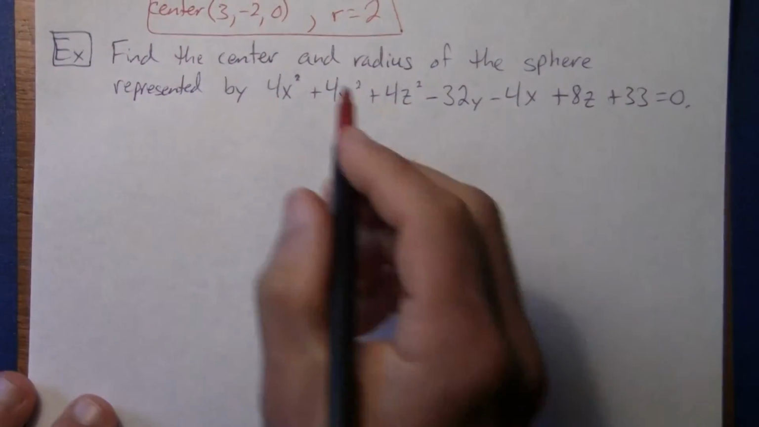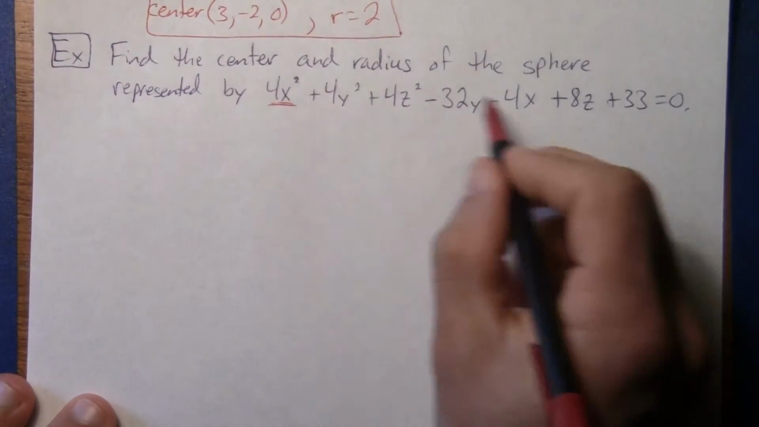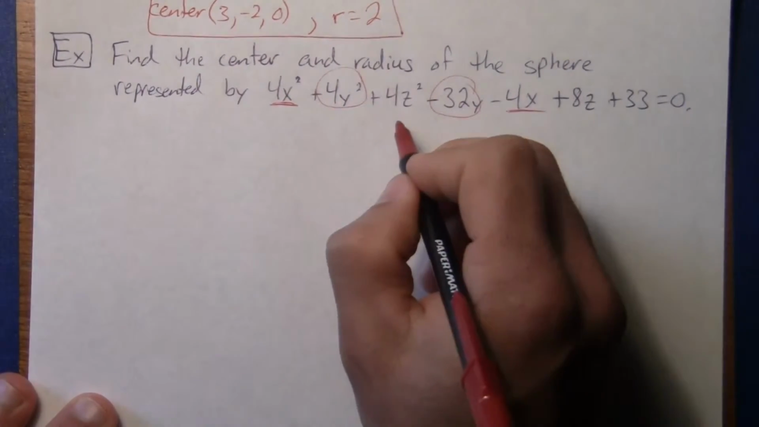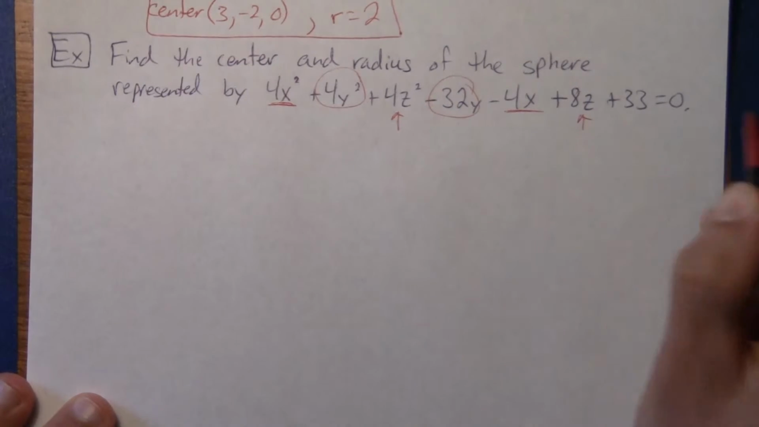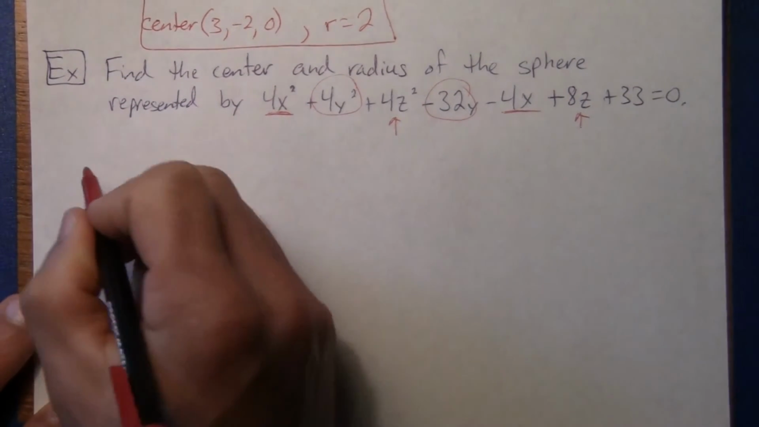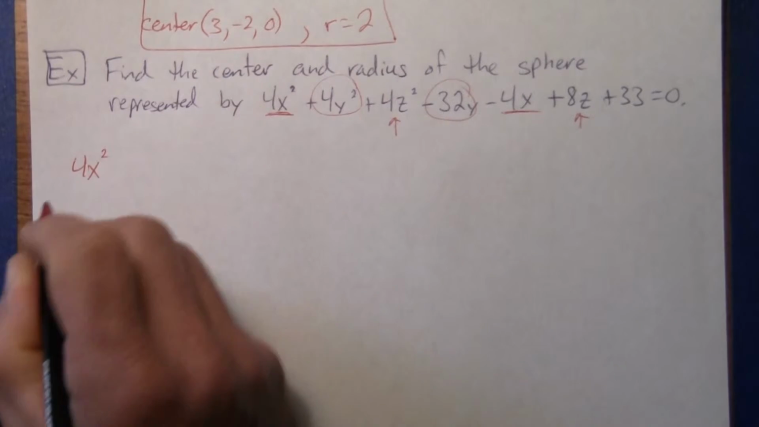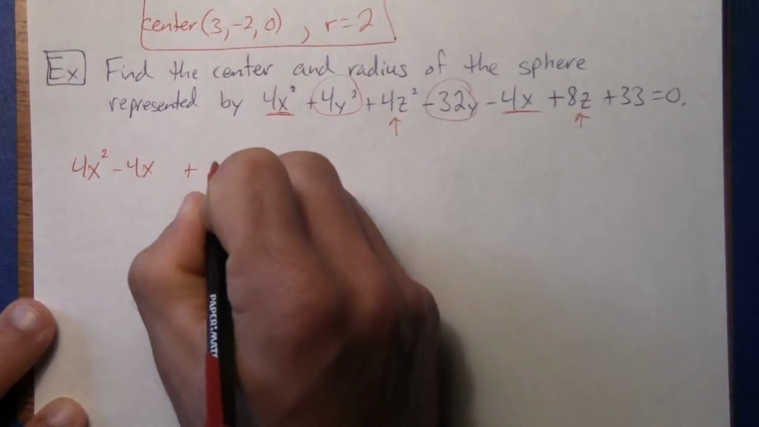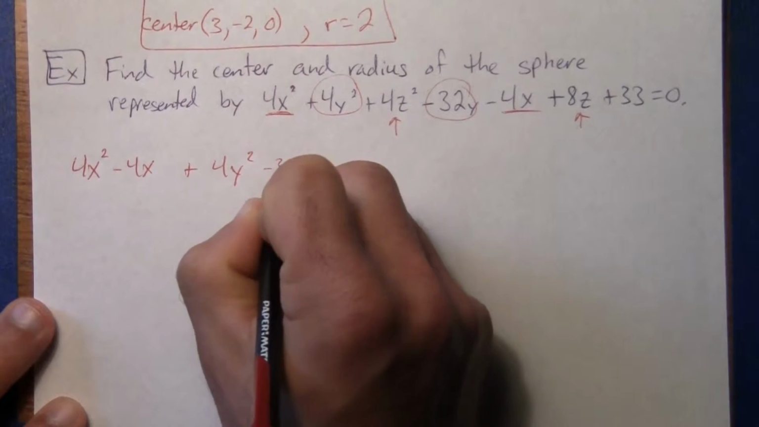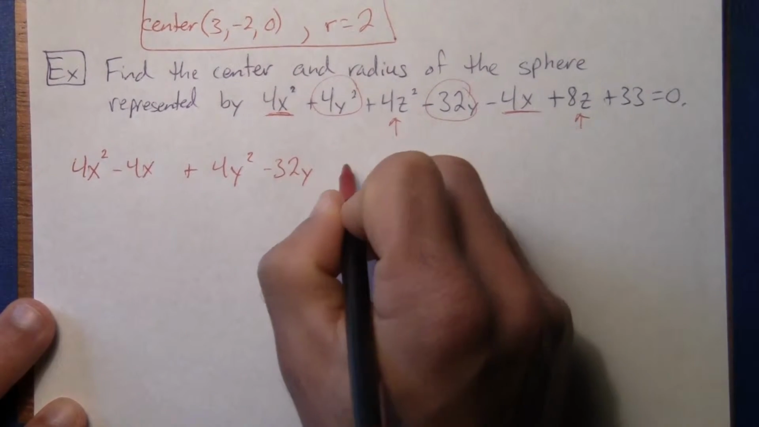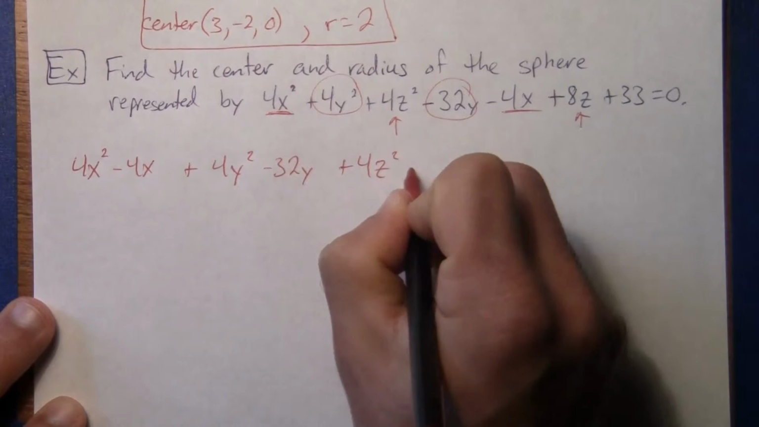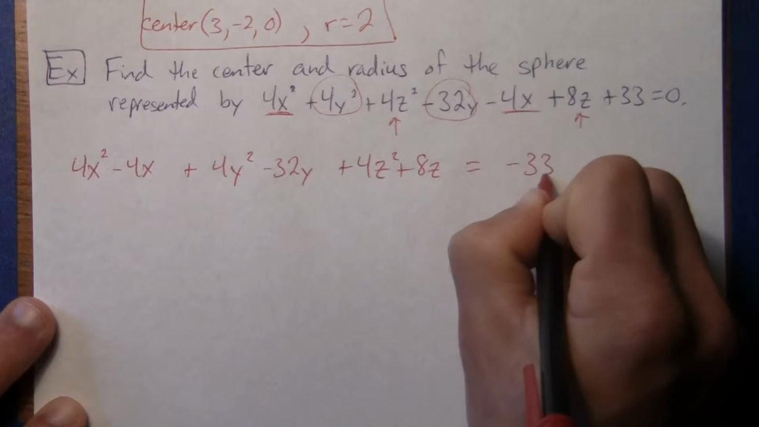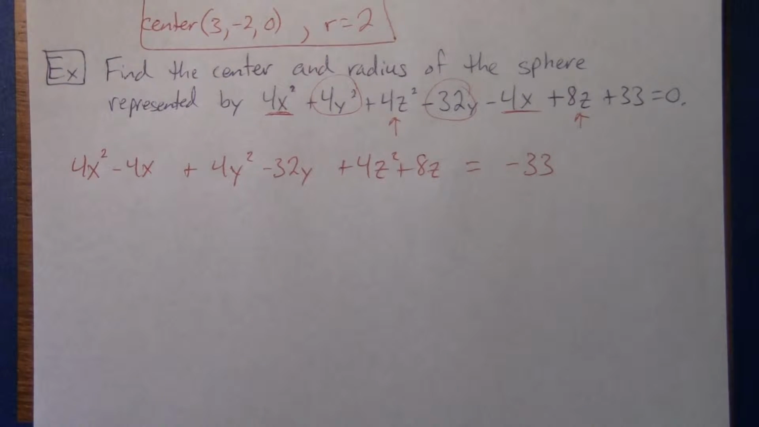So this problem, same thing. I look at the x squareds and say there's an x squared, there's an x, so I've got to complete the square. Y squared, there's a y. And then I notice that I do have an extra z, so I'm going to have to complete the square with all 3 of these things. So again, I'm going to rearrange the order of all of them and say it's 4x squared minus 4x plus 4y squared minus 32y plus 4z squared plus 8z, and subtracting over the 33, it'll give me a -33.